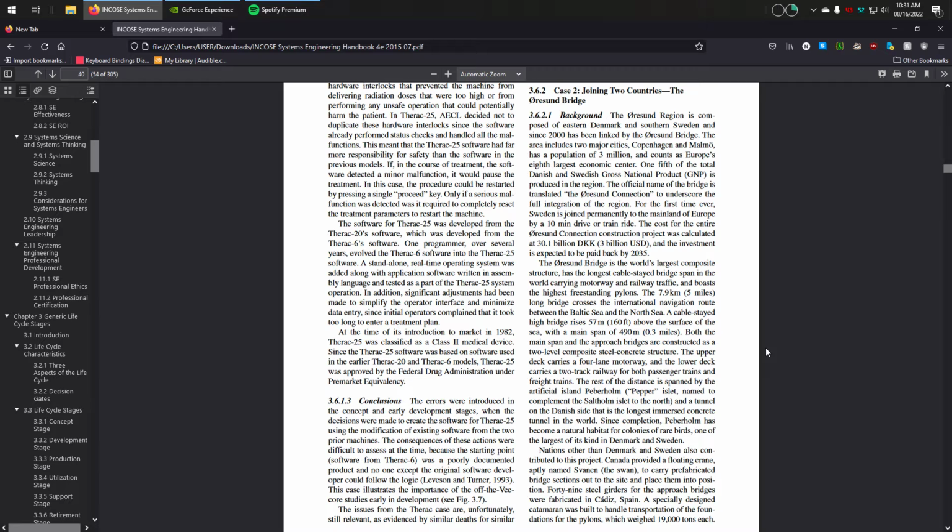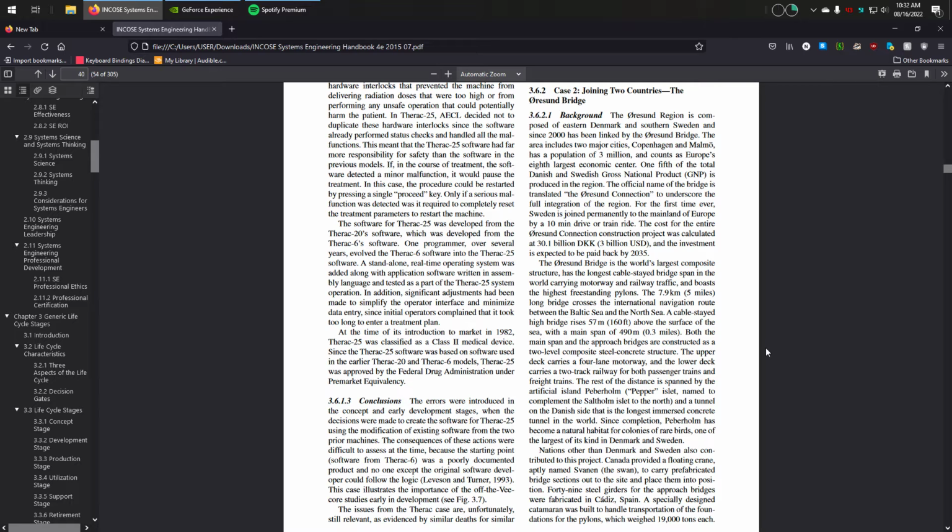The 7.9 kilometer, 5-mile long bridge crosses the international navigation route between the Baltic Sea and the North Sea. A cable-stayed high bridge rises 57 meters, 160 feet, above the surface of the sea, with a main span of 490 meters, 0.3 miles. Both the main span and the approach bridges are constructed as a 2-level composite and steel concrete structure. The upper deck carries a 4-lane motorway, and the lower deck carries a 2-track railway for both passenger trains and freight trains.